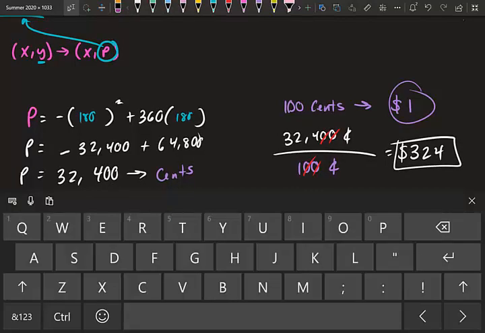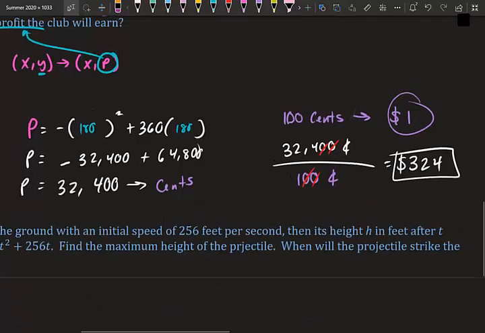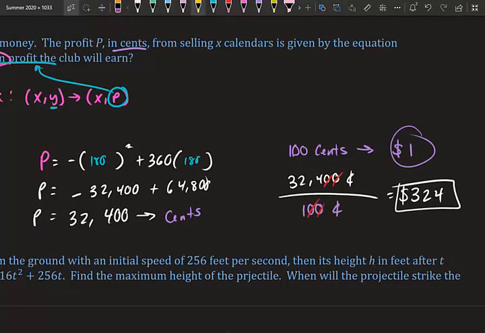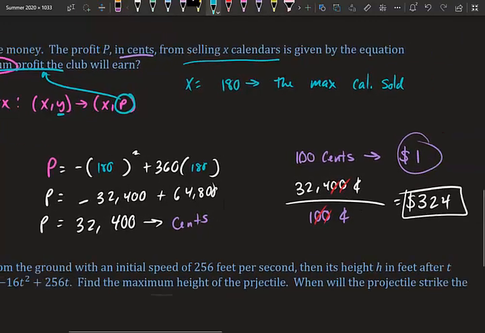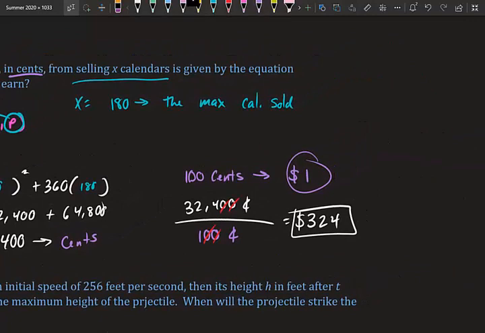So what we just found was the 180, which stands for the max calendars sold. That's what X represented: calendars sold. Then the Y value that we found, which actually stood for profit, was $324. So what that means is that's the most they can make.